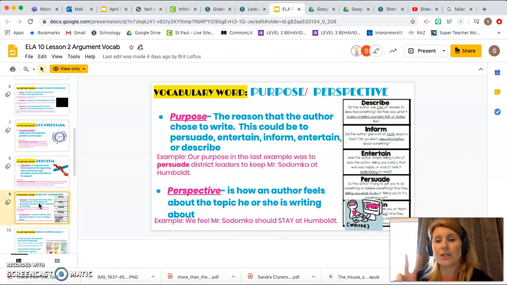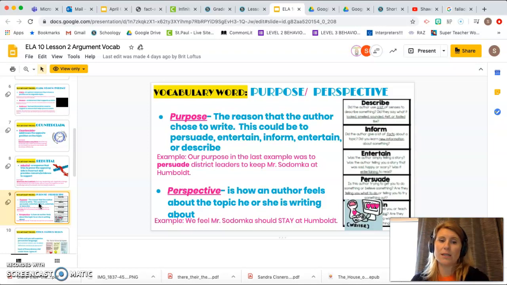All right, we have two words. We've seen them before, but in this case, they're going to be used a little bit differently than you're used to. We have the word purpose, and the word perspective. First, purpose. The purpose is the reason that the author chose to write. Here's your author's purpose, P-I-E: to persuade, to entertain, to inform, or maybe describe. Our purpose in this last example is to persuade. That means we're trying to get other people to listen to our claim and to change their mind. That's our purpose in our argument, persuasion.